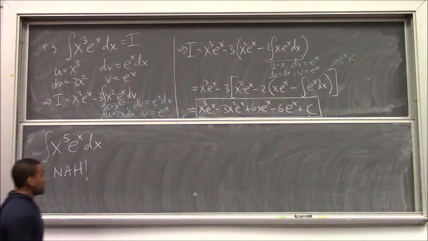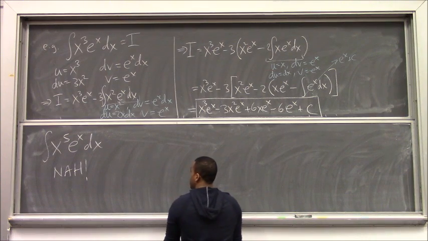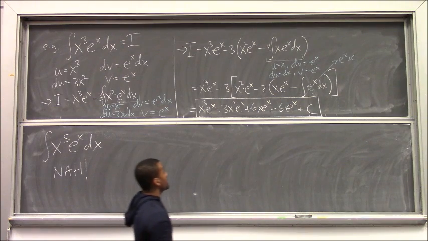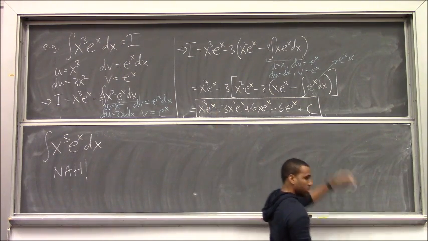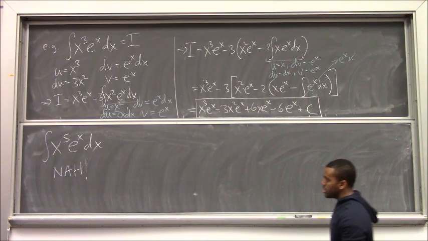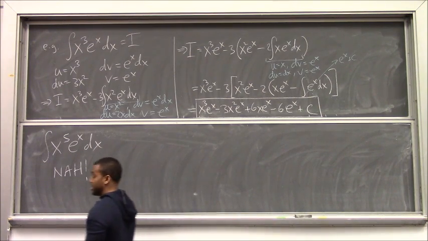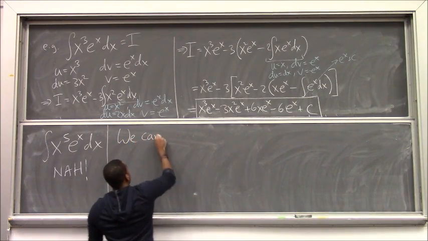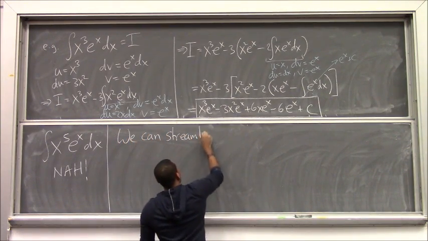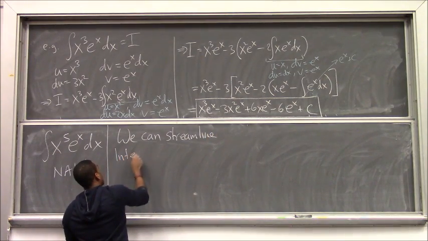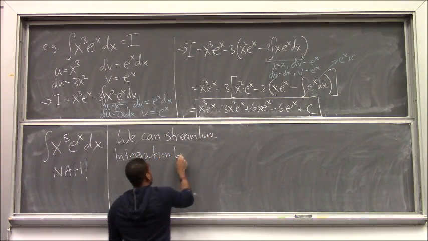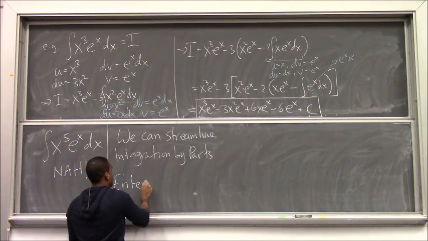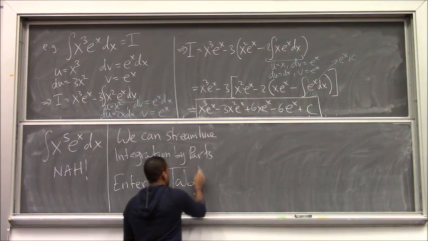There's probably an intuition in here that there's got to be an iterative way to do this, because it does break down somewhat predictably, going from the x cubed to the x squared to the x. Is there a method that could streamline this process for us? And the answer is no. It's just basic no. The answer is yes. We can streamline integration by parts. Enter something called tabular integration.